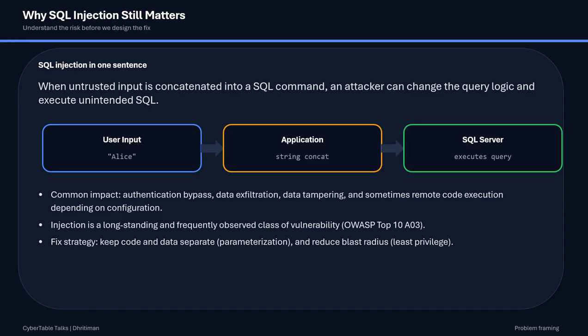Now, why does it happen? The root cause is simple: user input is treated as code. When input is concatenated into SQL text, the database engine cannot reliably distinguish what is data and what is instruction. In contrast, parameters keep input as data, not code, and the database engine processes it safely.